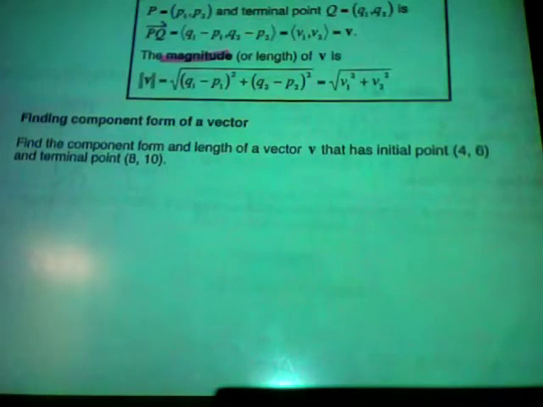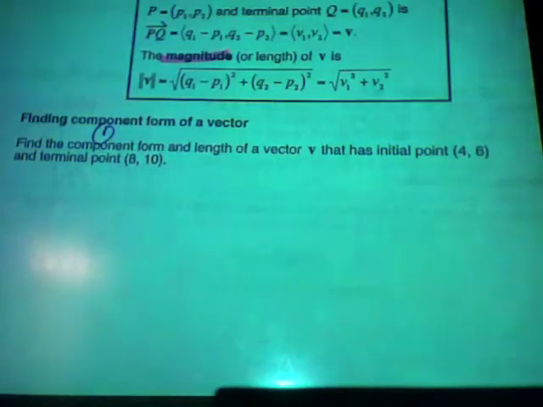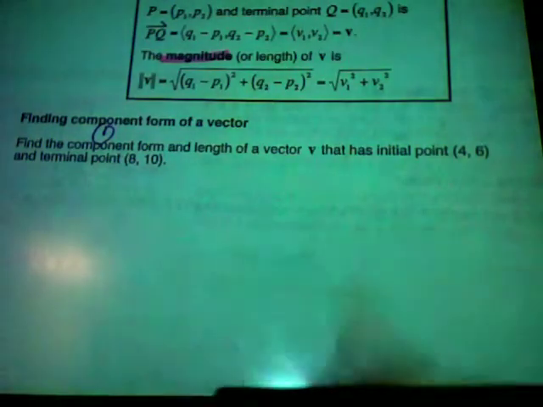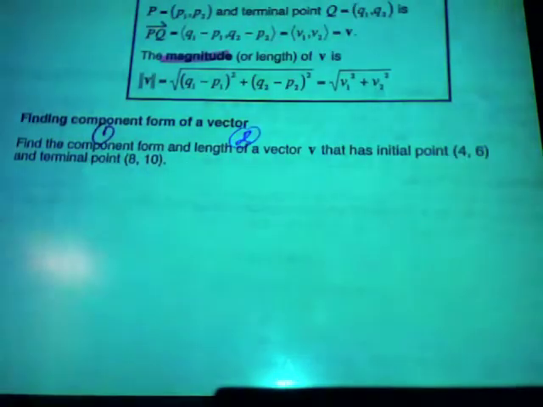All right. So we're going to find the component form of a vector. There's 2 steps involved in doing this. So step 1, you're going to find the component form first. This is step 1. And then step 2, you're going to find the length of the vector. Isn't that our magnitude?